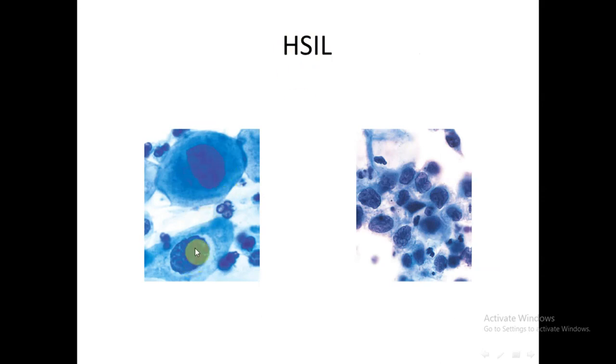Also, we have more nuclear atypia, more aggressive features, and enlargement of the nucleus. Here we have a group of cells. This is CIN 3, showing a group of atypical cells in which there is pleomorphism, irregular nuclear borders, and clumped chromatin within the nucleus.